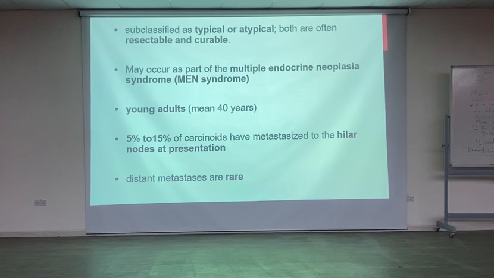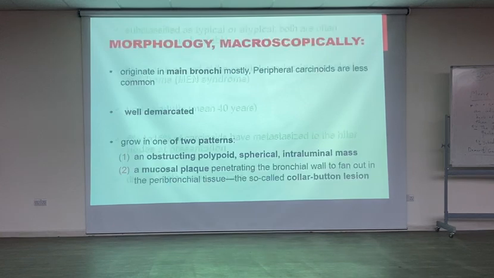So see, the prognosis here is much better than all the histologic types of lung cancer. Sometimes carcinoid can be a clue that this patient has multiple endocrine neoplasia, MEN 1 or MEN 2. And the patient is usually a young adult عمره حوالين 40, and the lesion is present centrally in the main bronchi. Sometimes you have peripheral carcinoid, بس الcommon scenario يكون central in one of the main bronchi. About 5 to 15% of the patients may have metastasis into the hilar lymph nodes. However, distant metastasis is considered rare in this type of tumors.